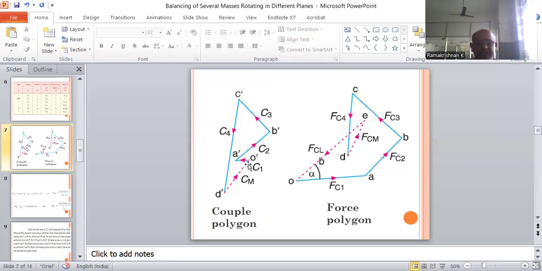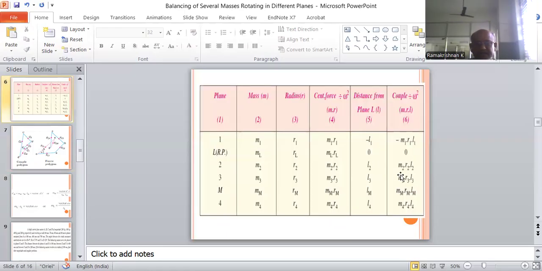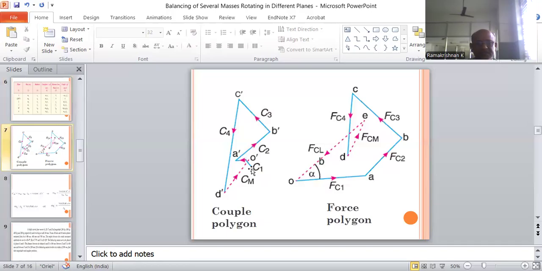All the vectors are drawn parallel to the angular positions of the planes. A dash B dash is for M2 R2 L2, plane 2. Similarly, plane 3 and plane 4. Here we can complete up to D dash. Now we have to close the polygon by joining O dash C dash. So O dash C dash represents the couple of the mass revolving in the plane M.